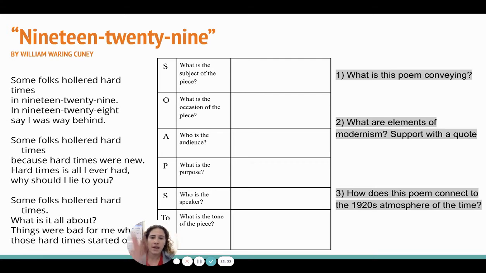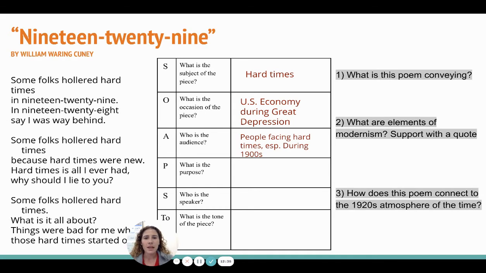Okay, so we have a soapstone. What's the subject of the piece? Hard times, right? It gets repeated all throughout this poem. The occasion, it's obvious it's in 1929, so this is the US economy. We know it's during the Great Depression. The audience is people facing hard times, especially during the 1900s. The purpose, it's kind of these communal feelings, right? You're feeling hard times. I've been feeling hard times. So the feelings of America, these hardships, how they take a toll.